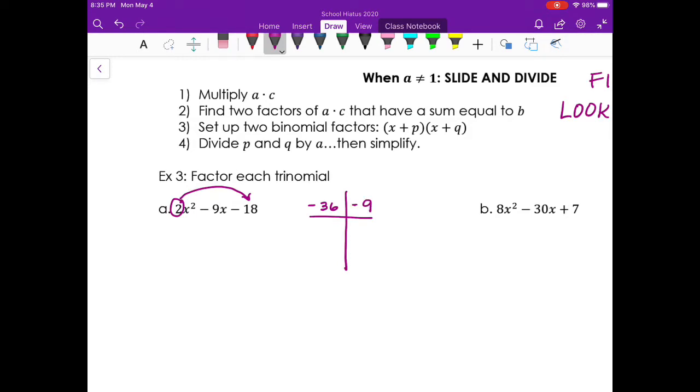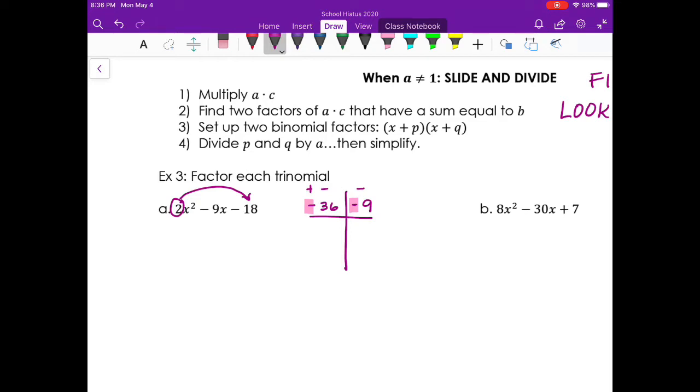So we know that if this is a negative sign, then we have to have opposite signs for our two factors. So we're going to have a positive factor and a negative factor. And we know that between them, when we add them together, the result has to be negative. So the bigger factor needs to be negative.